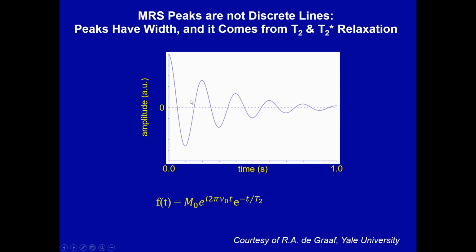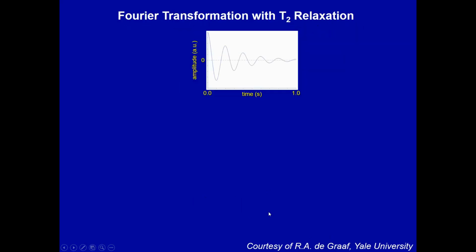The reason they have a shape and the reason they have a width is that we don't have a purely infinite sinusoidal curve or a mixture of curves. We actually have T2 or T2 star decay. So our function is not just this component, which is the sinusoid that I showed you, with the amplitude starting at time 0 of M0. The whole thing is decaying, governed by T2 as the signal dephases. And this is why the transform gives you some width.